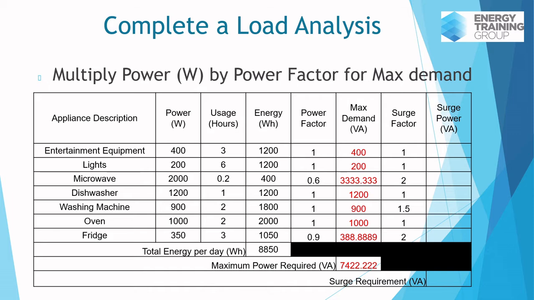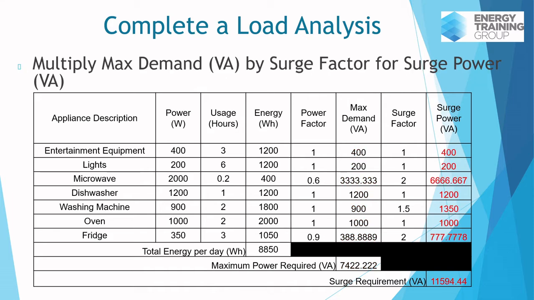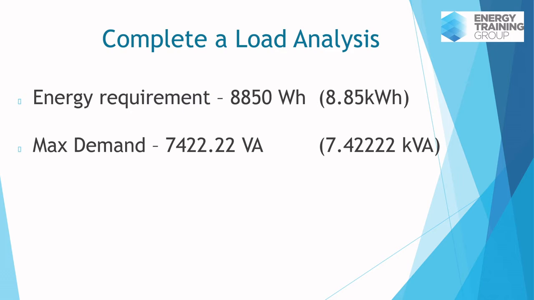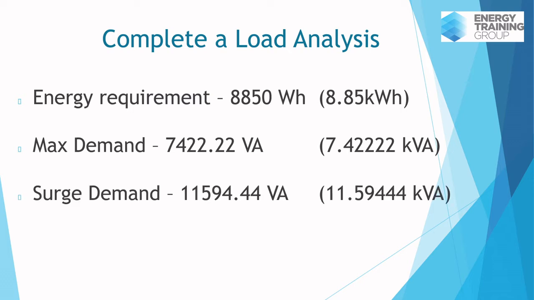And then finally, we need to look at our surge power. To calculate surge power, we multiply our maximum demand figure that we've just worked out by our surge factor. And that will give us our surge power requirement in volt amps. So we can see from our load analysis we need 8,850 watt hours or 8.85 kilowatt hours of storage. Our system needs to output 7.42 kVA continuous, and it has to be able to surge to 11.59444 kVA.